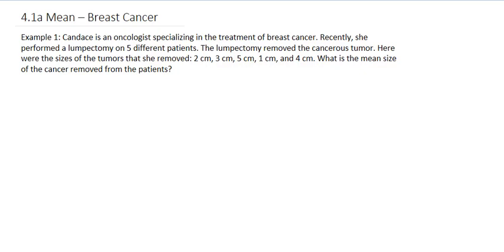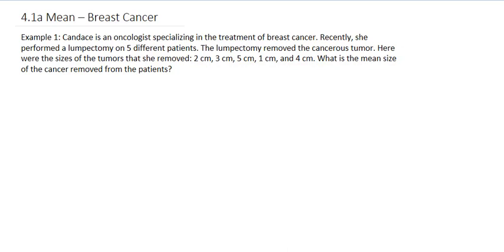Candace is an oncologist specializing in the treatment of breast cancer. Recently, she performed a lumpectomy on 5 different patients. The lumpectomy removed the cancerous tumor. Here were the sizes of the tumors that she removed: 2 centimeters, 3 centimeters, 5 centimeters, 1 centimeter, and 4 centimeters. What is the mean size of the cancer removed from the patients?